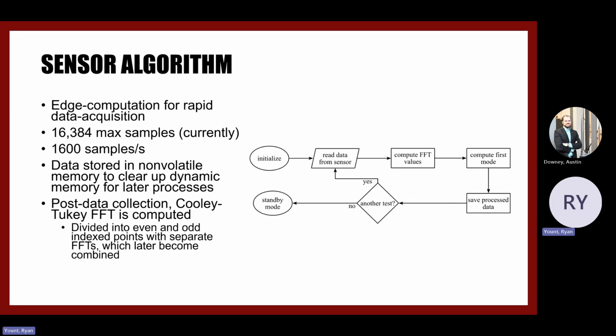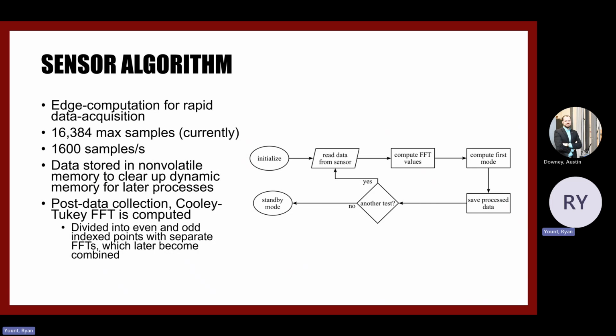As for how the sensor algorithm works, essentially the data that we're trying to look at, we want to process at the edge for rapid decision making. And for this, first, the sensor package is initialized as soon as it receives power. Then it records and reads data from the accelerometer. And we essentially right now are at a max of 16,384 samples. We needed that to be a power of 2 for the simplified FFT algorithm later on. And then we read at a rate of 1,600 samples per second.